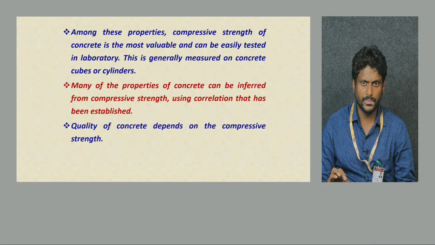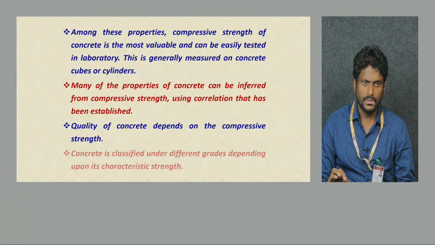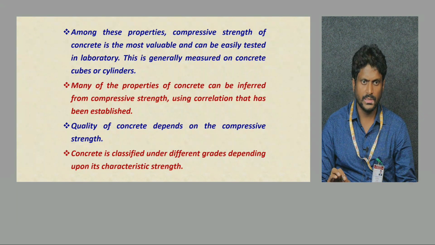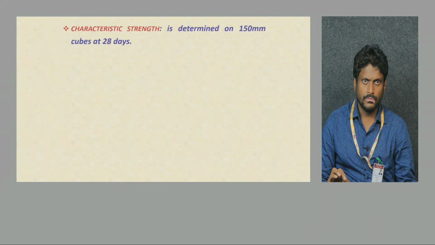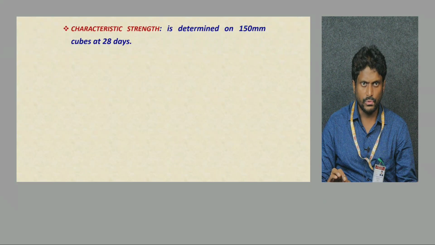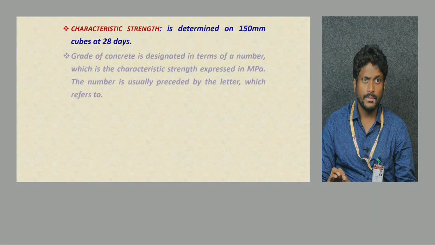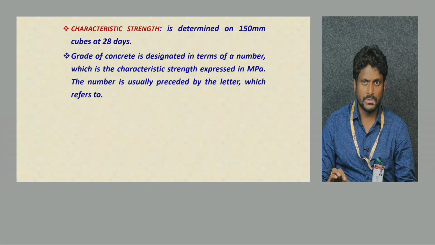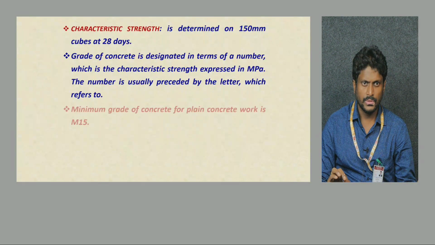Then quality of concrete depends on the compressive strength. Concrete is classified under different grades depending upon its characteristic strength. What is meant by characteristic strength? It is determined on 150 mm by 150 mm cubes at 28 days of successful curing. Grade of concrete is designated in terms of a number which is the characteristic strength expressed in megapascal. The number is usually preceded by the letter M, which refers to mix. Minimum grade of concrete for plain concrete is M15 as per the IS 456 code book.